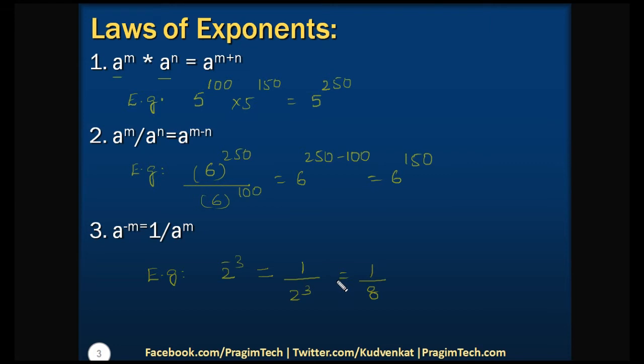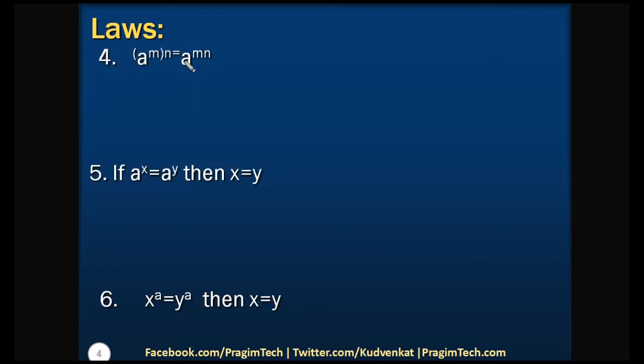Now let's see some more laws. The fourth law says that when a number has two powers, we can multiply those two powers. That is, a to the power of m to the power n is equals to a to the power of m into n. Let's consider one example. If it is 2 to the power of 5, this whole power 10, this will be equals to 2 to the power of 5 into 10, that is nothing but 50.